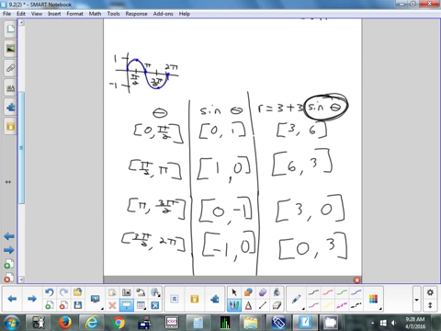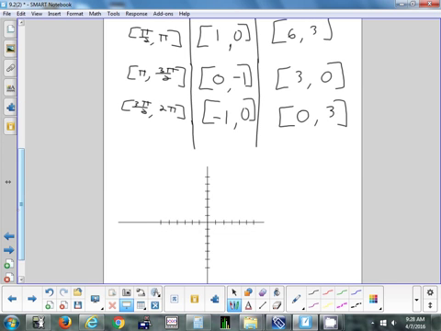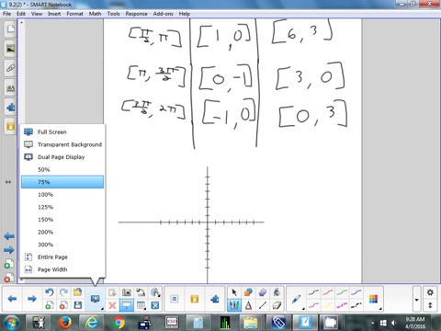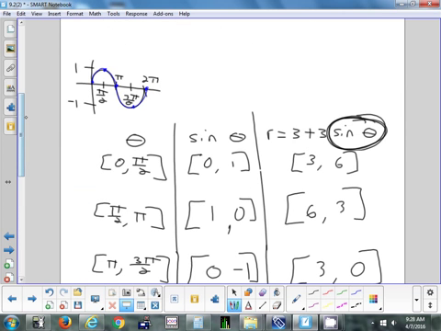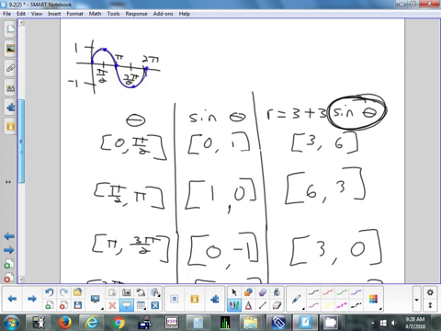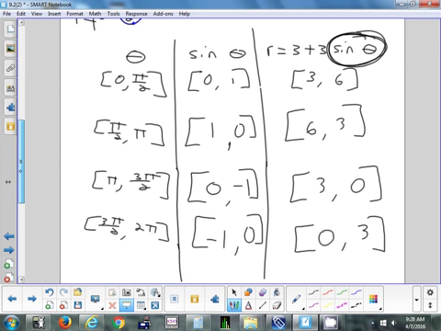Okay, so now let's try to sketch it. So what are we going to use to sketch it? We're going to be sketching the radius. Okay, so what does my radius start at when my angle is 0 degrees?